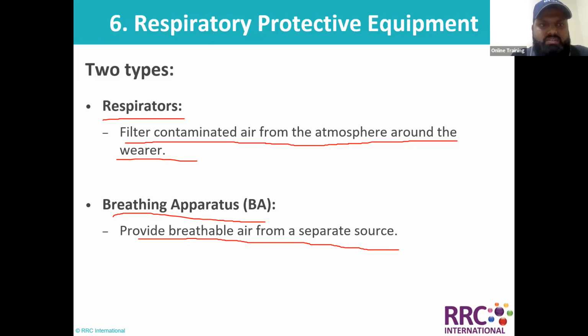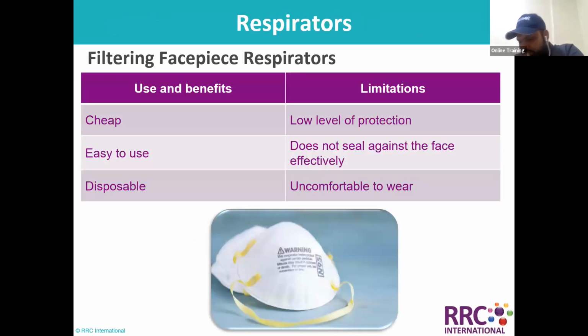So we are going to discuss different kinds of respirators now, their benefits and limitations. You would have seen these kinds of respirators. What are the benefits? These are cheap, easy to use, and disposable. One time you use it, you dispose of it. And in Corona, we used it. What are the limitations? It gives you a low level of protection. It doesn't seal against the face effectively. It is generically made, or you can seal it yourself, but it doesn't protect you without proper sealing, and it is uncomfortable to wear.